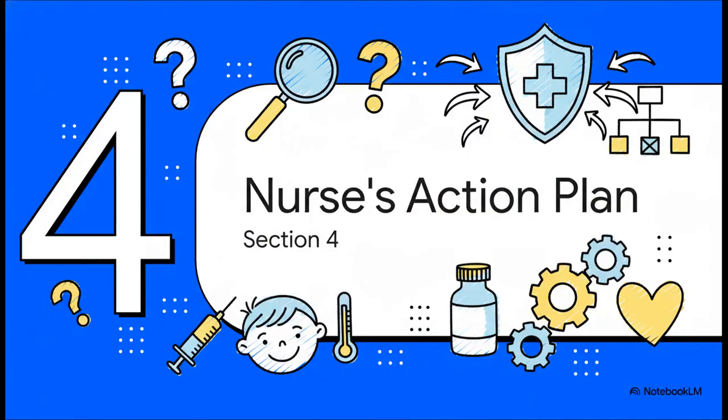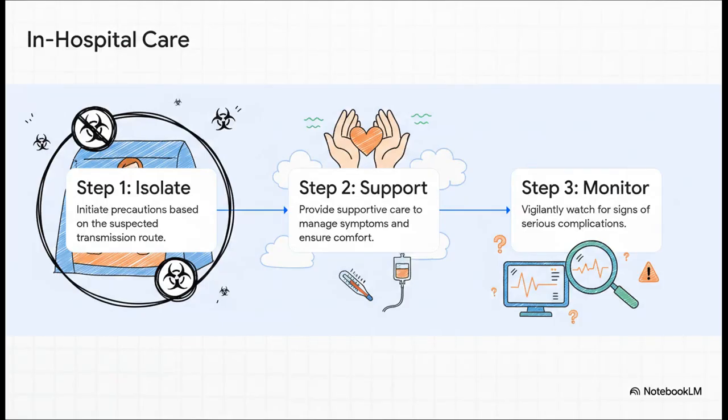So we've gathered our clues, we have a pretty good idea what's going on, so what do we do about it? Let's get into Section 4, the Nurse's Action Plan. This is where we lay out our essential interventions. In the hospital, our game plan really boils down to 3 core actions. Number 1, initiate isolation immediately, based on what you think the transmission route is.